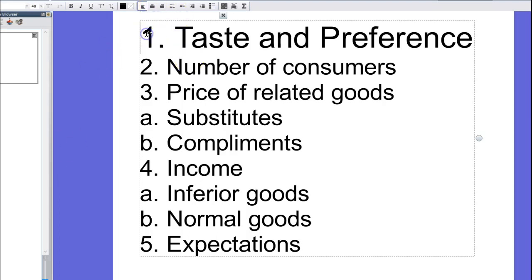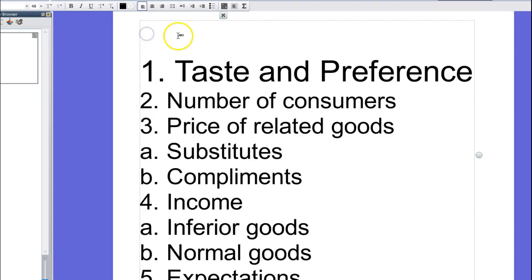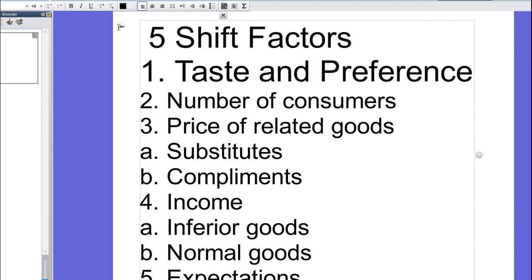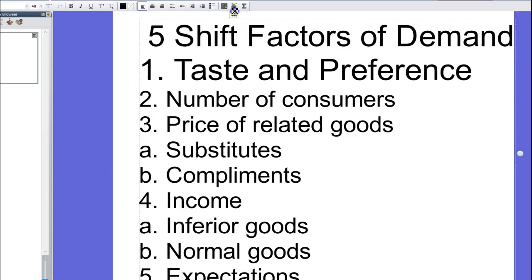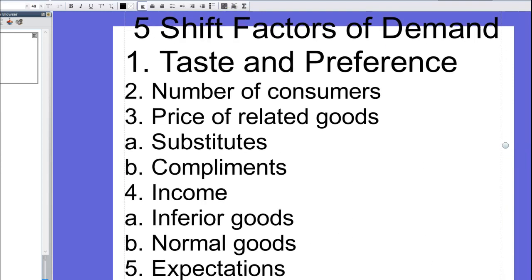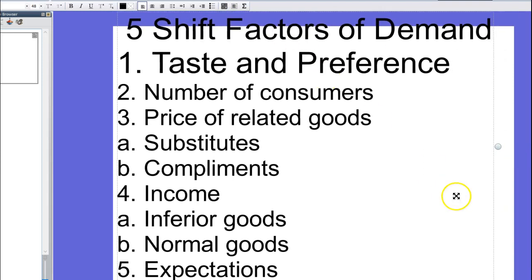these important concepts here. And let me title this because this is basically the 5 shift factors of demand. There. These are the 5 shift factors of demand. I hope you can see this, and we'll pull this back up here. Kind of go out of the screen there.